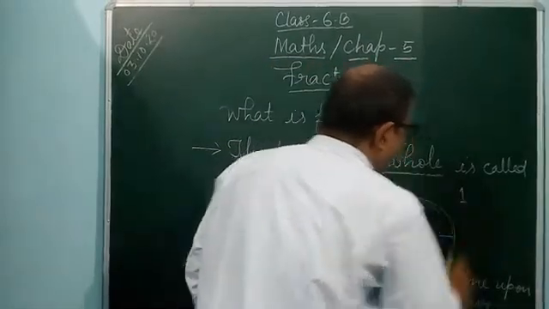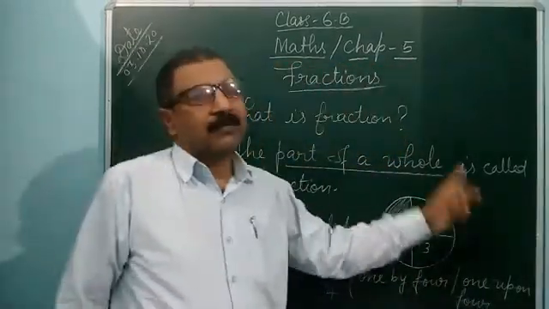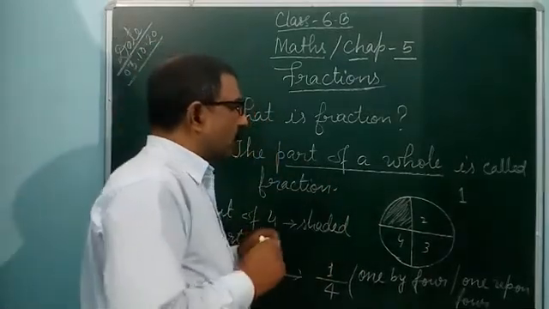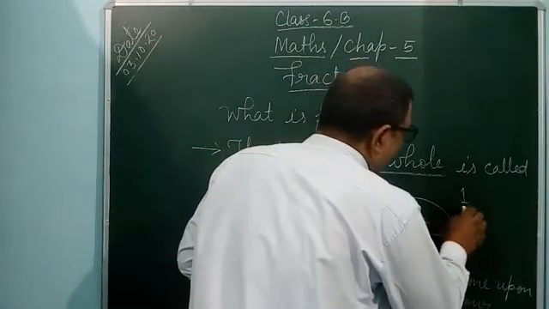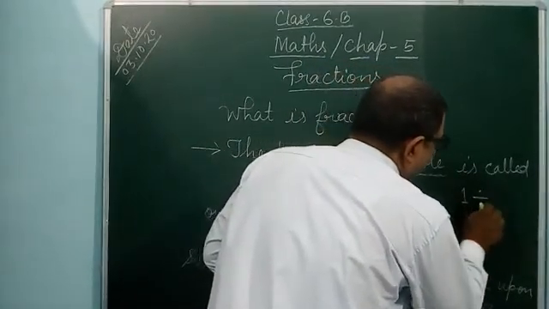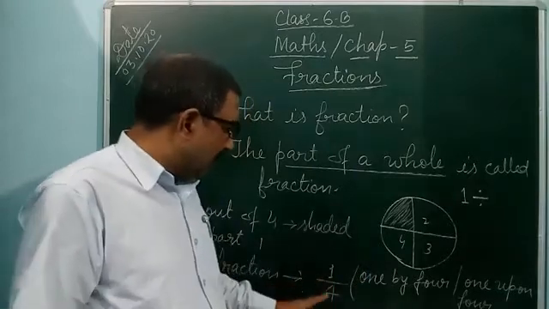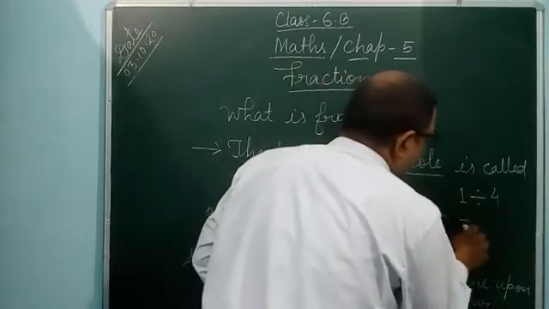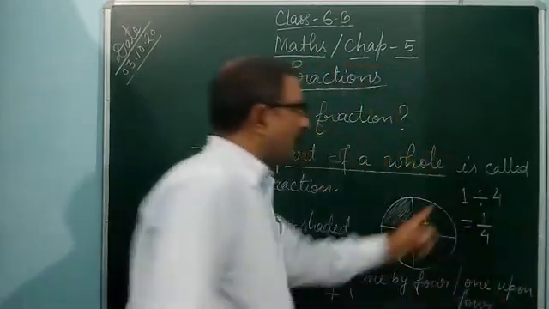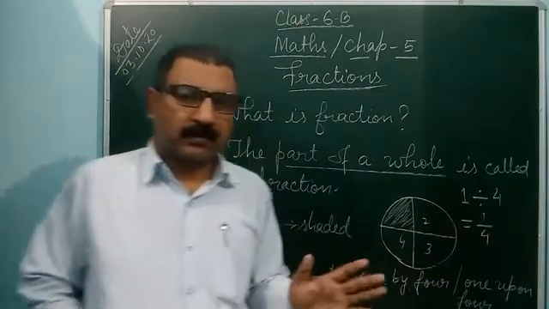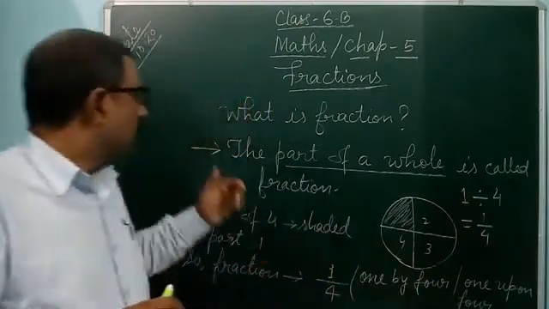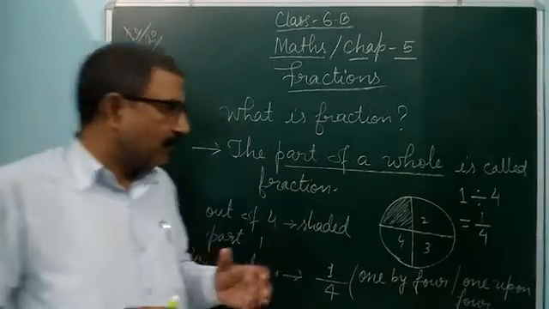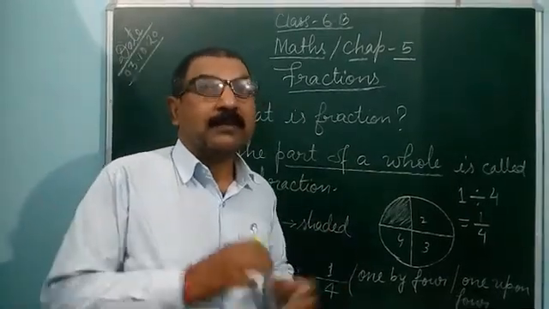One whole part, like that circle. The circle is one whole part. So one whole is divided into 4 parts. This one is divided by 4. It means you can write 1 by 4. 1 divided by 4 means 1 by 4, the same thing. So really, the part of a whole is called fraction, and also fraction shows the division.